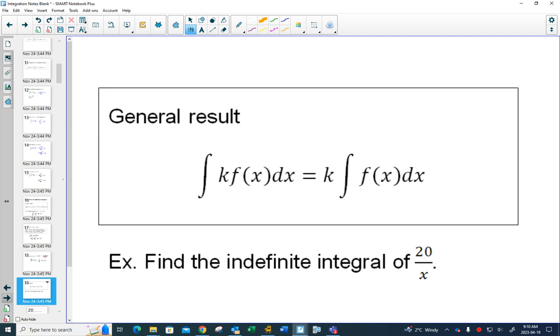Now, another thing that we notice with derivatives: having a number in front just stayed in front, didn't make a difference. Same thing with integrals, and therefore a property of integrals is that if there's some constant multiplied by a function, we're allowed to bring that constant out, just do the integral on its own, and then go from there.